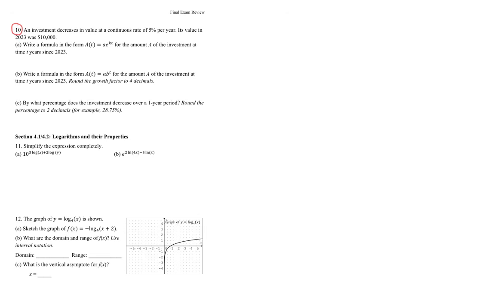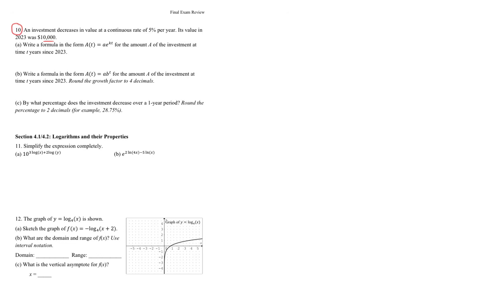An investment decreases in value at a continuous rate of 5% per year. Its value in 2023 was $10,000. Write the formula in the form A(t) = Ae^(kt) for the amount A of the investment in time t years since 2023.